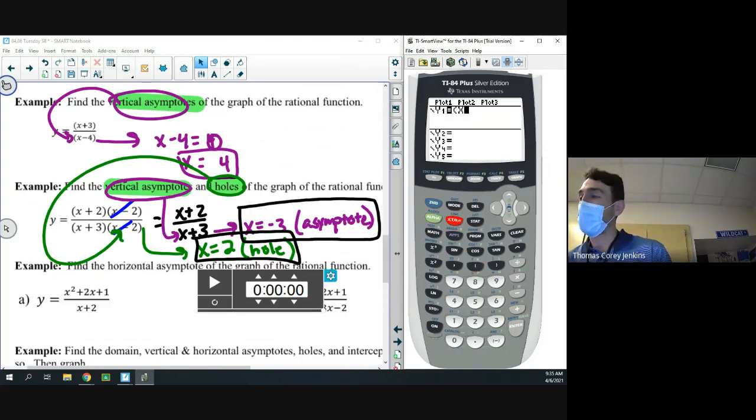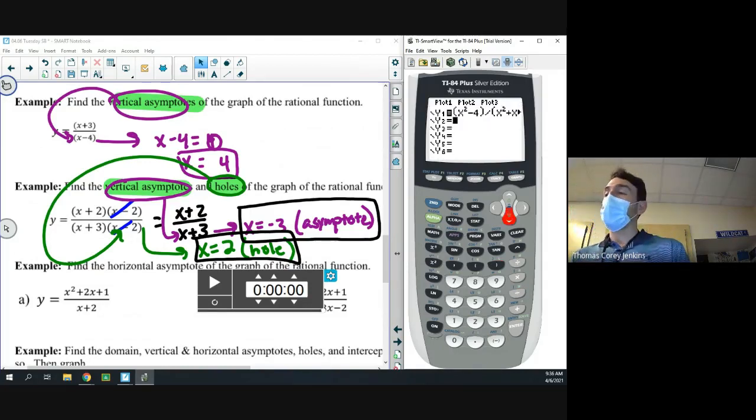That would be x squared minus 4. That's just going to save me some typing. And then our other one would be x squared plus x minus 6, if I multiplied it out, right? All right, so that'd be the unreduced way, and then the reduced way.